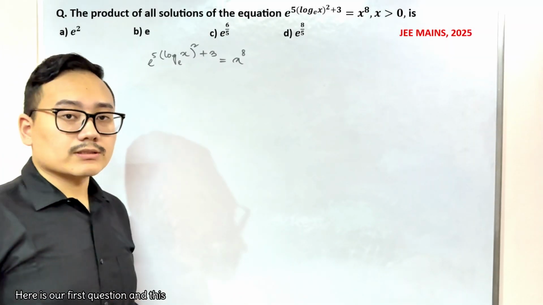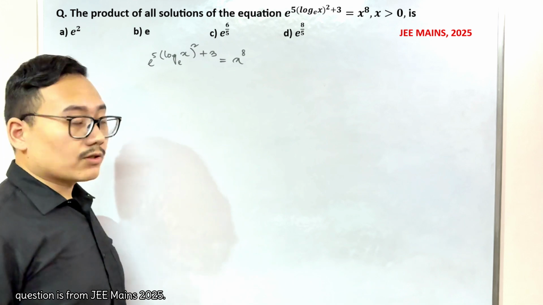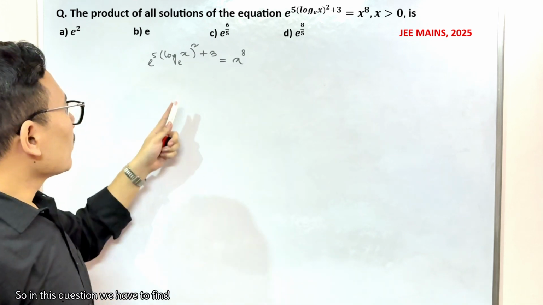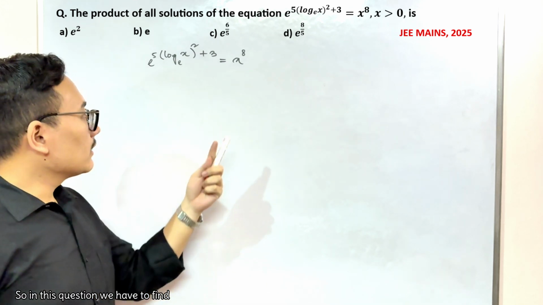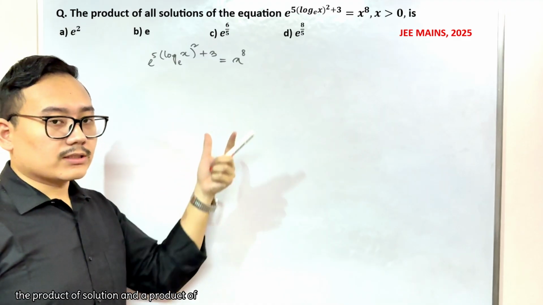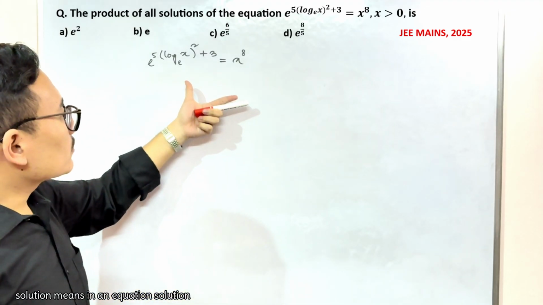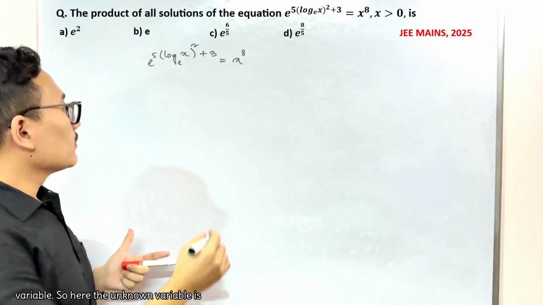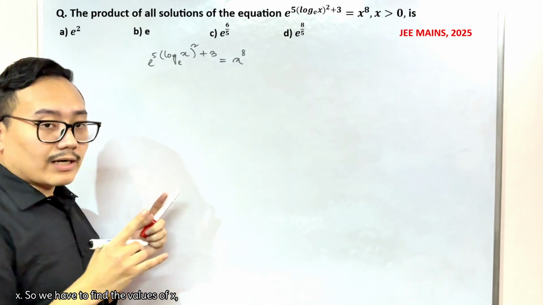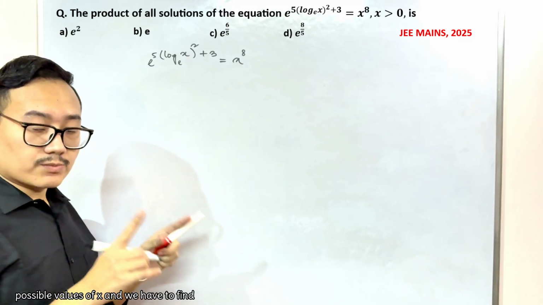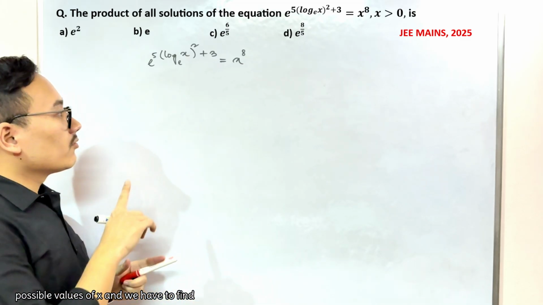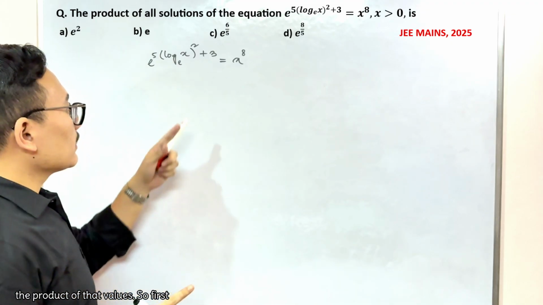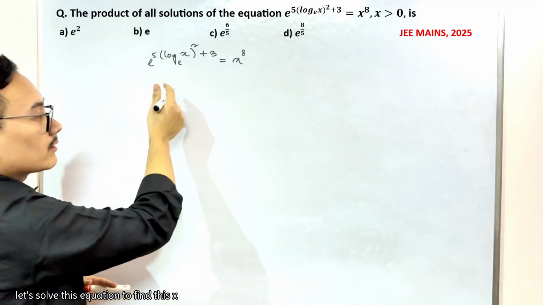Here is our first question, and this question is from JEE Mains 2025. In this question, we have to find the product of solutions. The solutions of an equation mean the values of the unknown variable. Here the unknown variable is x, so we have to find the possible values of x, and then find the product of those values. So first, let's solve this equation to find x.